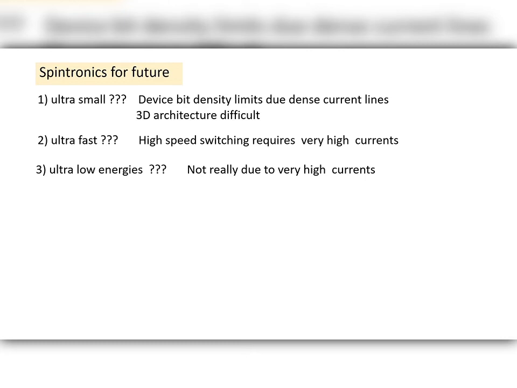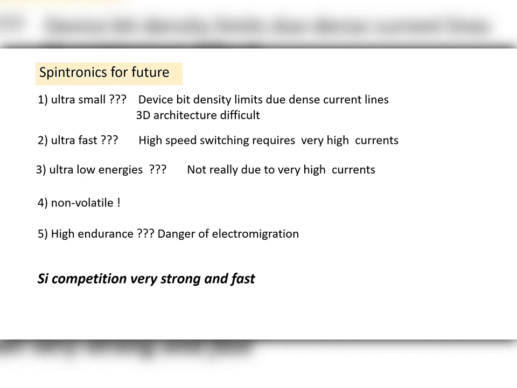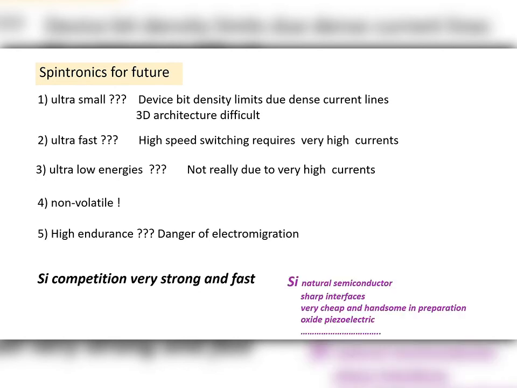unless we can reduce the write and read current very significantly. Maybe they are non-volatile. The high endurance is, to my opinion, also questionable, because you have strong danger of electromigration due to the relatively high current. And don't forget, the silicon competition or CMOS competition is very strong and fast, because this gives you the periodic table. Silicon is an excellent material available as single crystal.